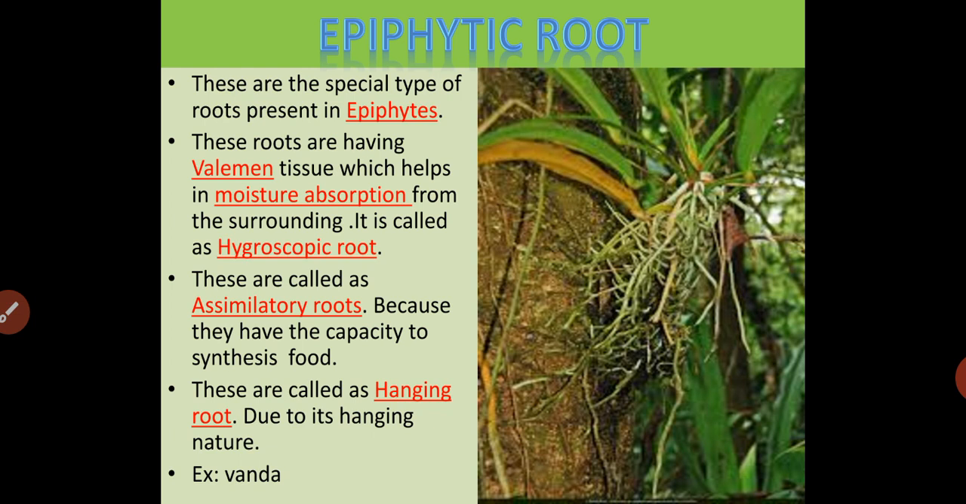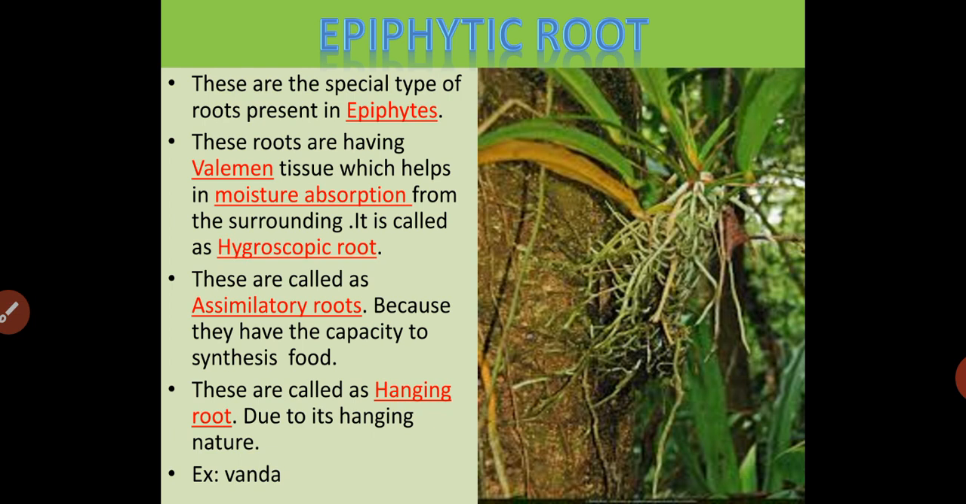Not only that, the root has a special phenomenon of synthesis of food. Hence these roots are called assimilatory roots, and usually these roots are hanging in condition. Hence these roots are called hanging roots. Therefore epiphytic roots have three names: one is the hygroscopic roots, assimilatory roots, and the hanging roots.